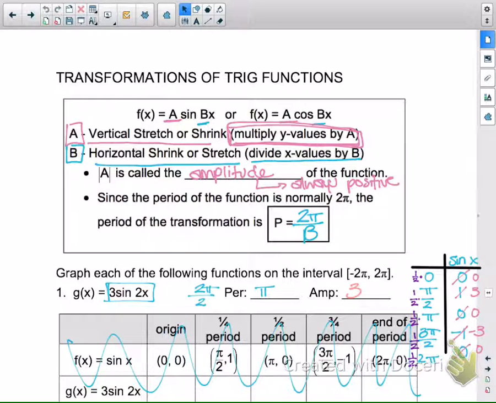What's 0 times 1/2? 0. What's pi over 2 times 1/2? Pi over 4. Good. What's pi times 1/2? Pi over 2. What is 3 pi over 2 times 1/2? 3 pi over 4. And what is 2 pi times 1/2? Pi. Okay, once you do that, we've taken care of our A, we've taken care of our B.